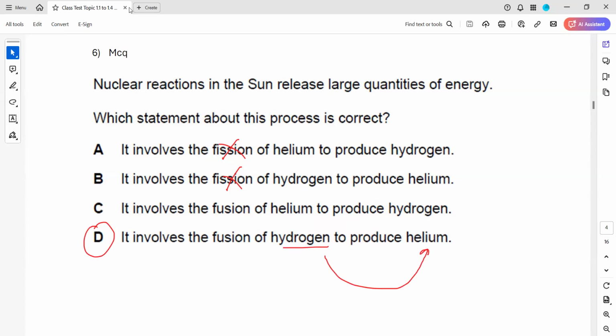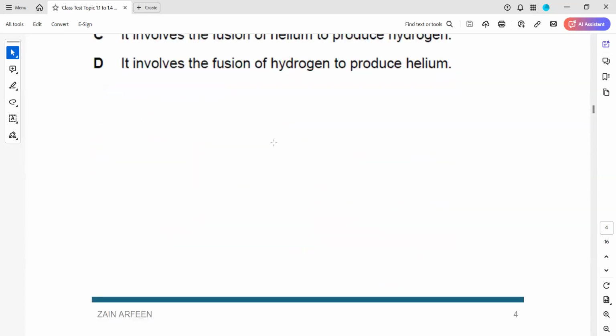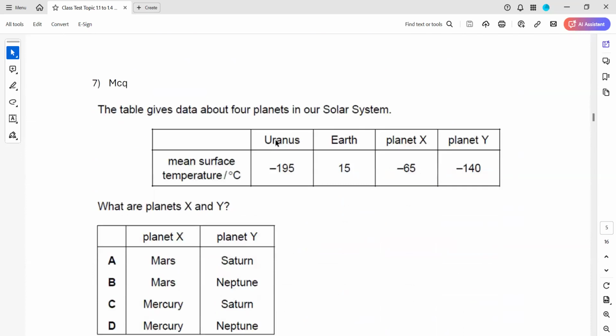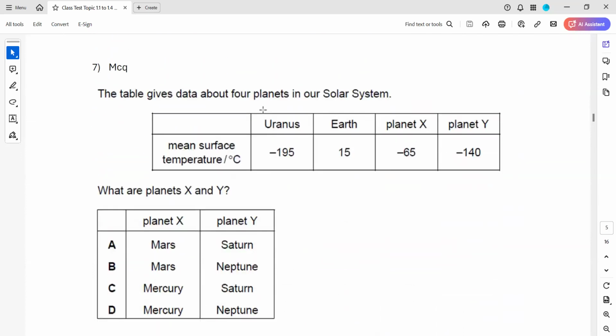And our Sun is a low mass star, and it's a main sequence star as well. So hydrogen fusion happens. If it was a red giant, or a supernova, then helium fusion would happen. The table gives the data about the four planets in our solar system. What are planets X and Y?